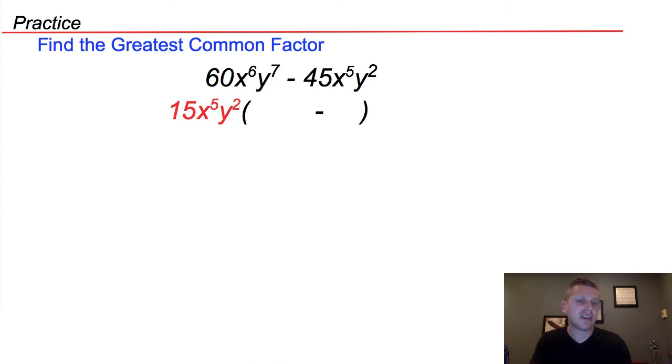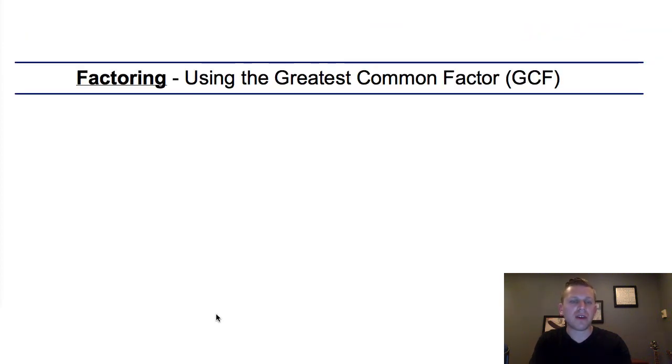7 minus 2 is 5. 45 divided by 15 is going to be 3. X to the 5th divided by x to the 5th would be 1. Anything divided by itself is 1. And y squared divided by y squared is also 1, leaving us here with just 3. I hope this video has helped you with your understanding of factoring using the greatest common factor.